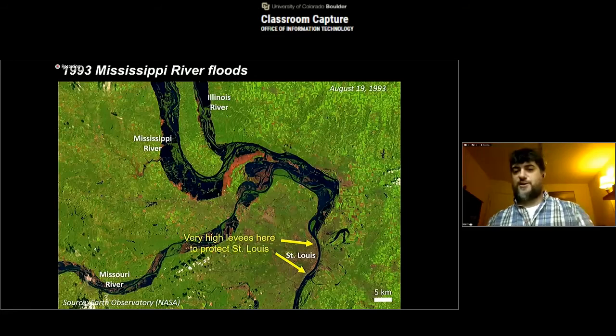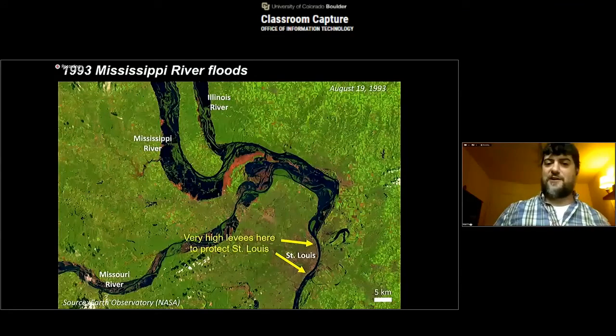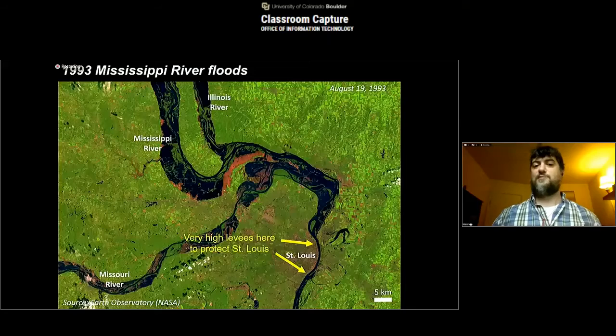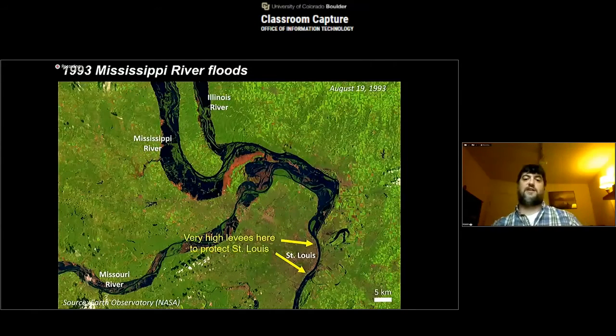You'll notice that it pinches out here. Well, the reason it pinches out around St. Louis is that we built a lot of human structures around St. Louis to protect our built infrastructure, namely levees in this case. These are not natural levees. These are human-built levees, and that's why you can see kind of the natural state of the system upstream.